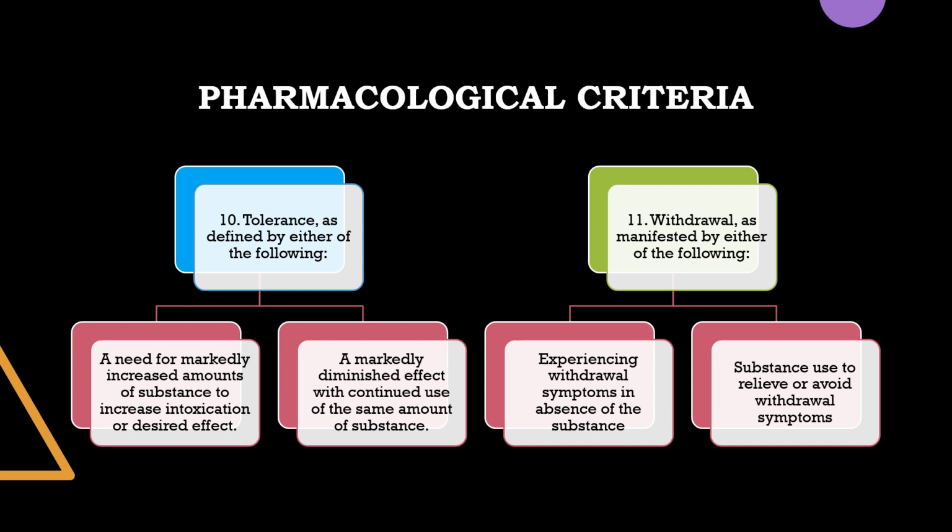So number 10, tolerance, as defined by either of the following: a need for markedly increased amounts of substance to achieve intoxication or the desired effect, or a markedly diminished effect with continued use of the same amount of substance. So basically, the body has built up a tolerance in such a way that you need more of it to achieve the desired effect. And number 11, withdrawal, as manifested by either of the following: experiencing withdrawal symptoms in the absence of the substance, or substance used to relieve or avoid withdrawal symptoms.